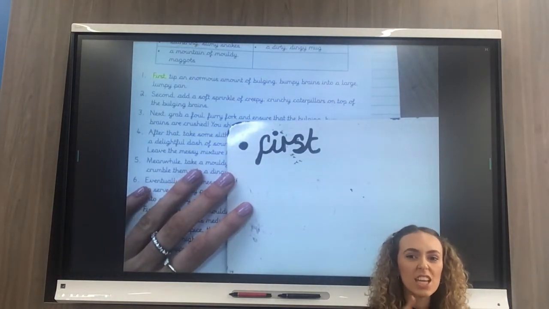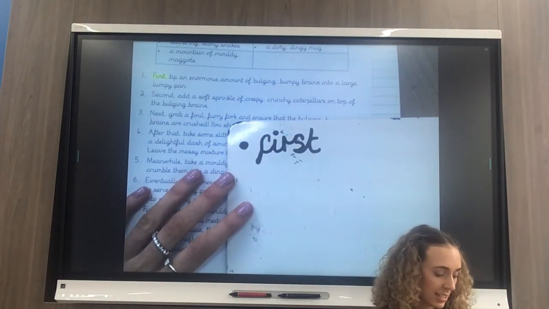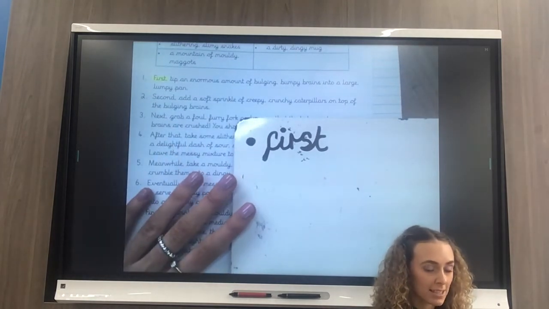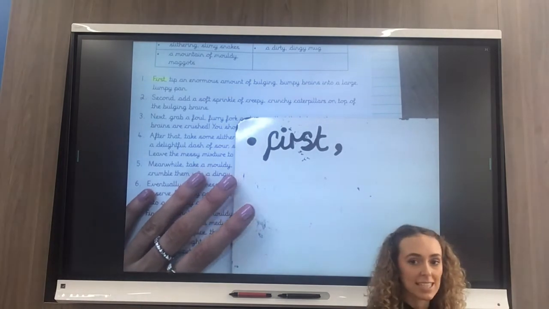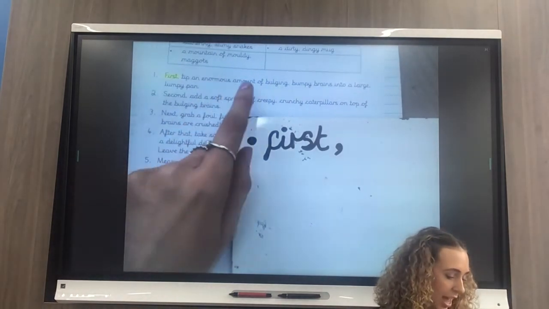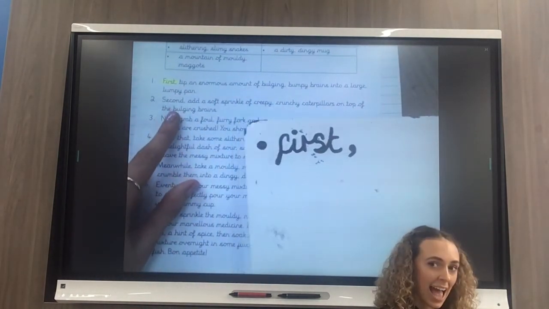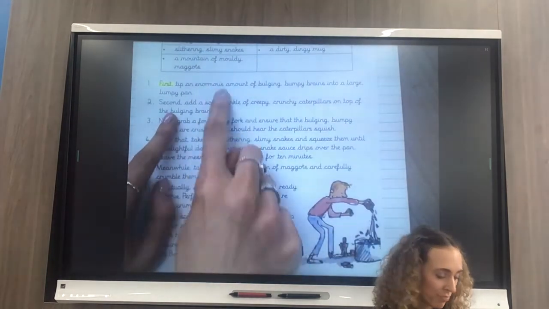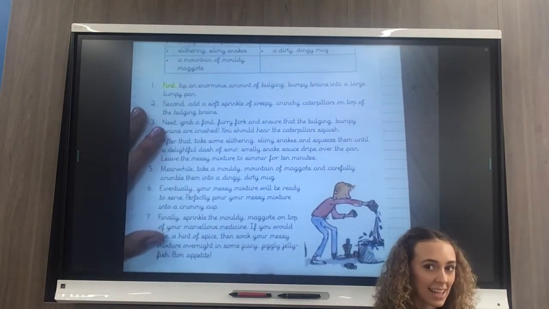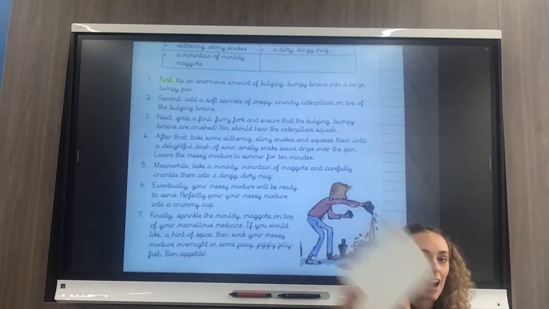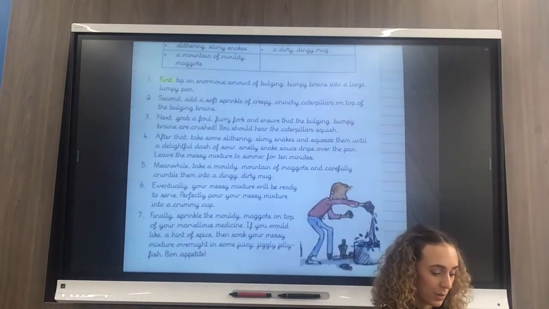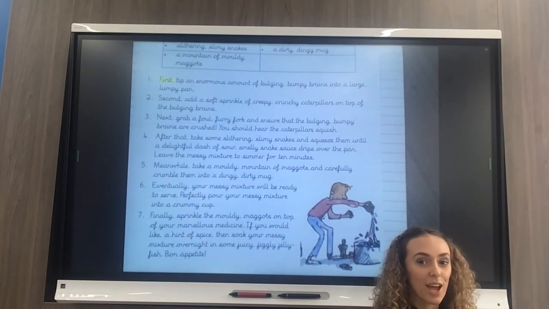Now, what's special about a time conjunction? What punctuation goes after it? There's a big clue on my recipe, a comma. So I want you to write your comma after the time conjunction. I wonder if you can find the next time conjunction in my recipe. Okay, so I'm going to have my eye out to see who can find all of them and writes them all on their whiteboard. Okay, so off you go, Year 3.